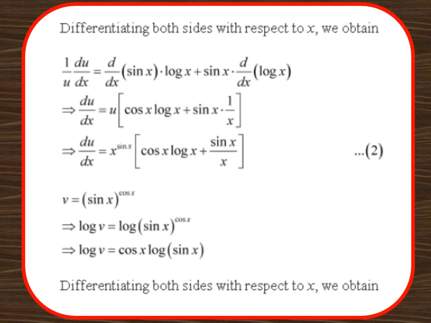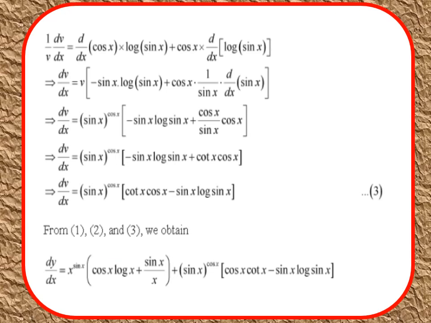So v is equal to (sin x)^(cos x). So taking log, we will get log v is equal to cos x of log sin x. Clear? So differentiating both sides with respect to x, 1/v dv/dx equals, and again applying the product rule in the RHS, we are getting d/dx of cos x into log sin x plus cos x into the differentiation of log sin x. So multiply v to the RHS, you will get dv/dx as equation 3. So putting equations 1, 2, 3 together, we will get dy/dx as our desired solution. Clear? So pause and note down the solution.